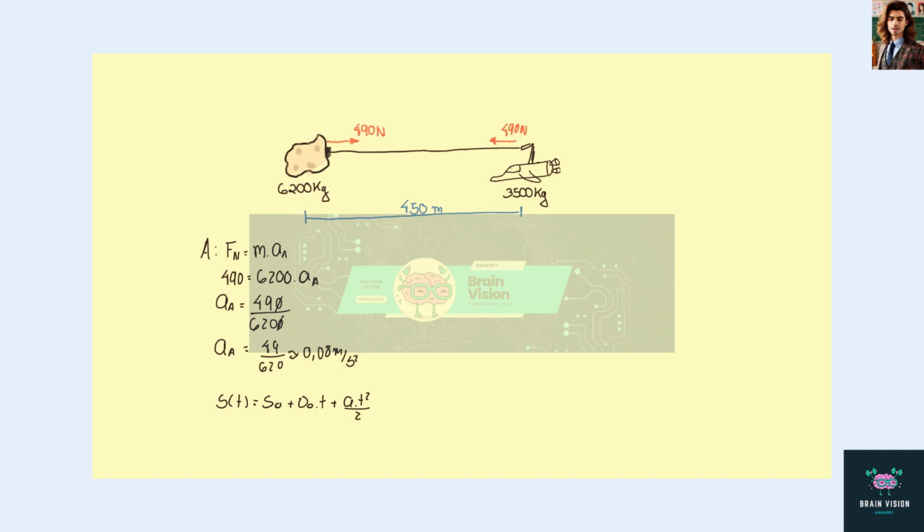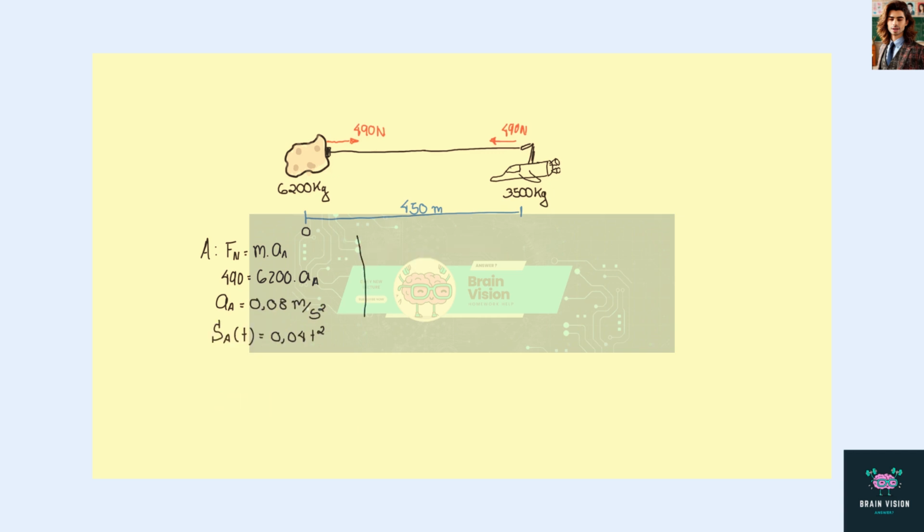But note that its initial position we can say is equal to 0. So here is 0. Its initial velocity is equal to 0 because it begins at rest. So the only term that is left is the last one. So for the asteroid, we have the following. The asteroid position as a function of time is equal to 0.08 times t squared divided by 2, which results in 0.04 times t squared, and only that. Now, let me organize this information here and do the same thing for the tug.